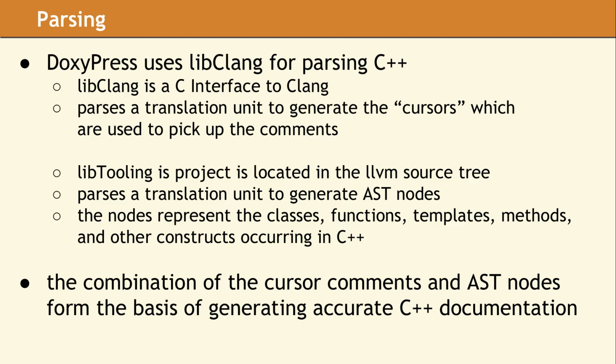We use libclang as the way to generate the cursors to pick up all the comments in source code. And we're using libtooling for the AST nodes to generate the constructs for C++. The advantage we gain by using libclang and libtooling is we get to leverage all the changes that are made in Clang and keep up with the C++ standard. We no longer need to maintain the Lex parser.